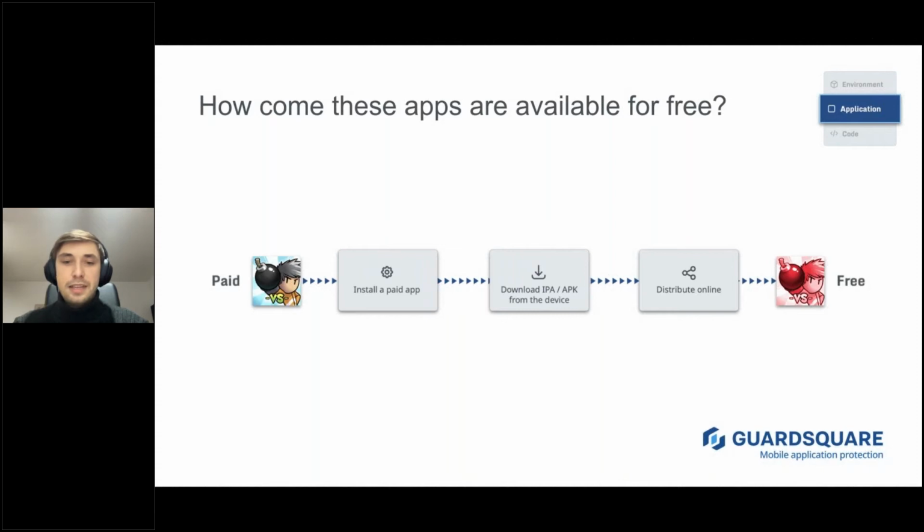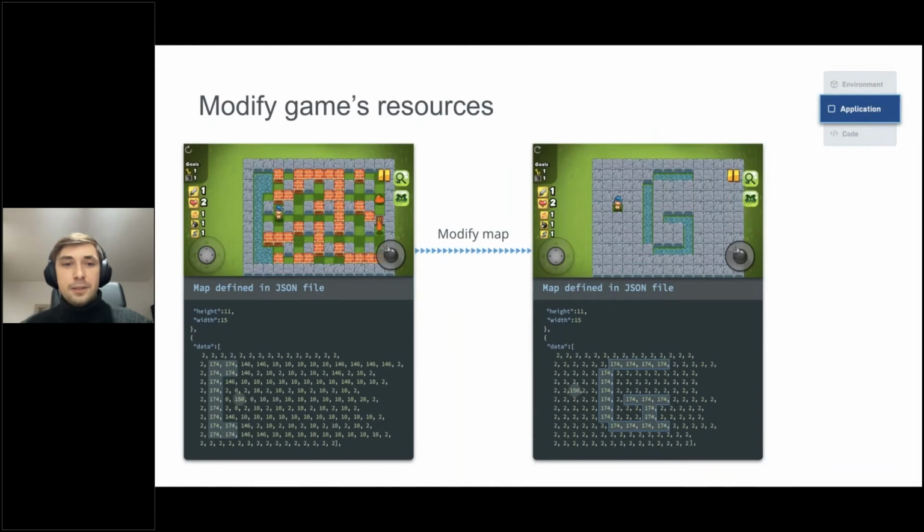Once the attacker has an APK file, they can do actually anything with that one. They can just upload it online and make it available for anyone for free. For example, they can upload it to a third-party store and make it free of charge for anyone. But they can do way more than making it free. They can, for example, modify some resources.